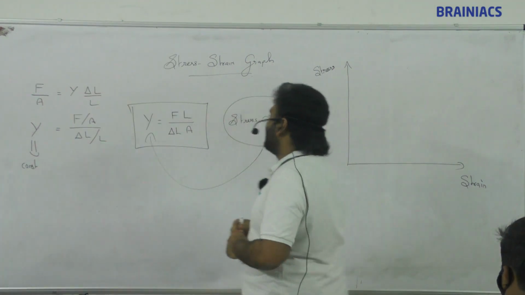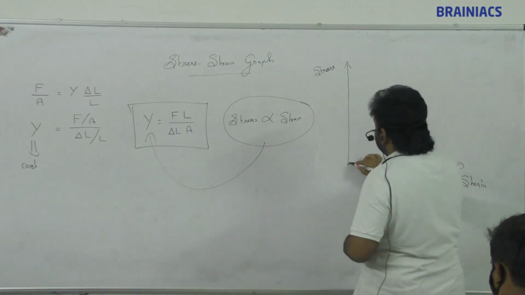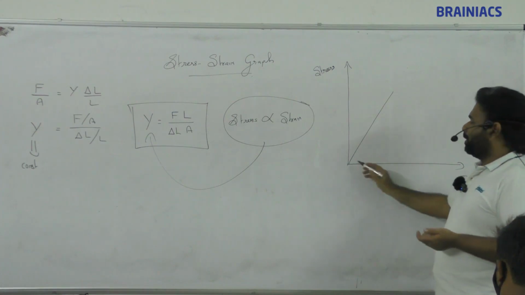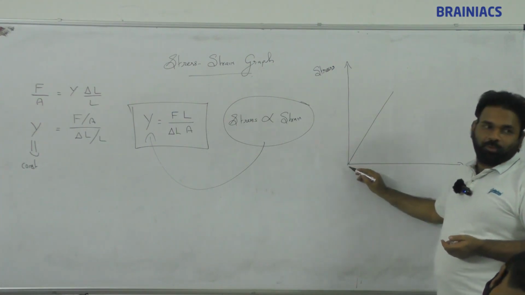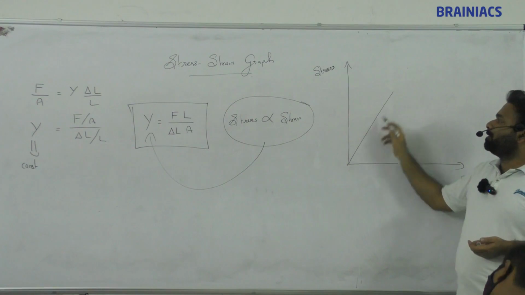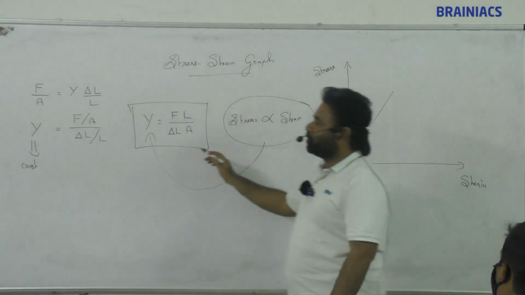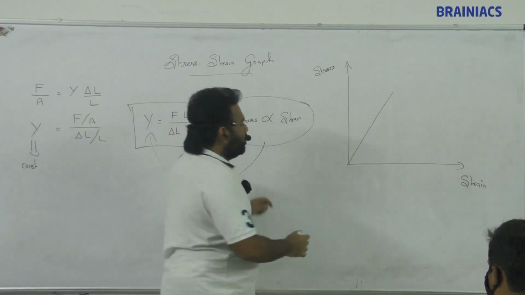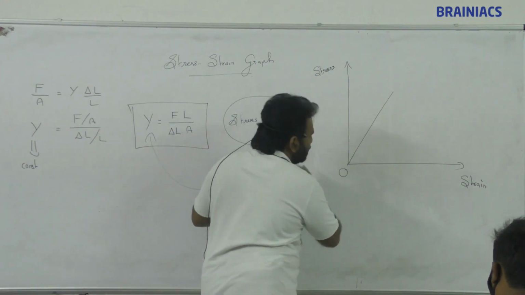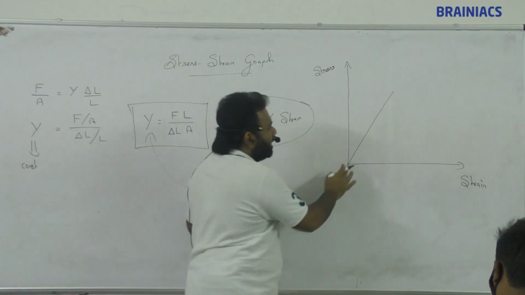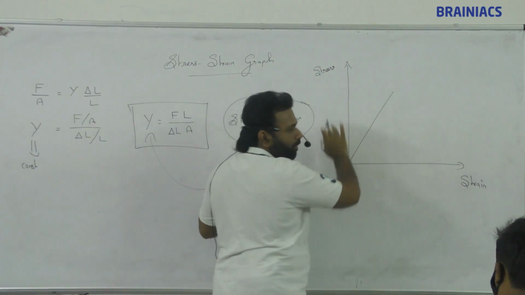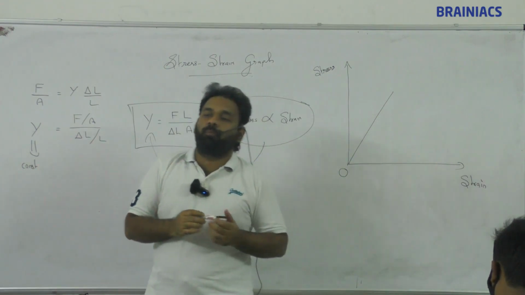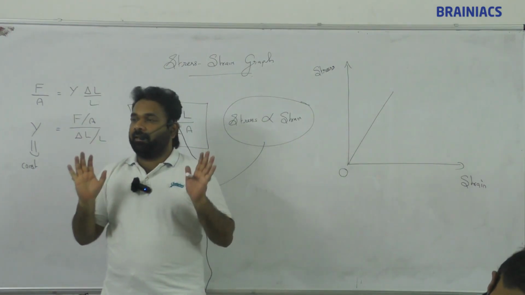Linear. Okay, fine. So stress is proportional to strain. This is going to be a straight line. So suppose if this is the origin, till some point stress and strain will be proportional linearly.